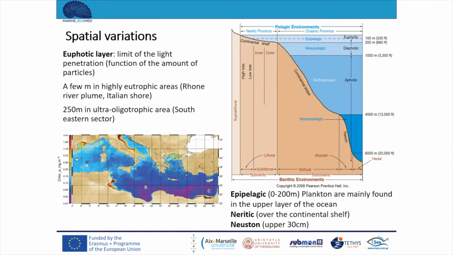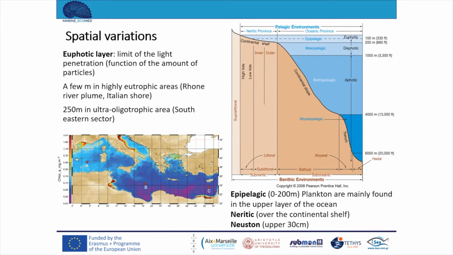The pelagic environment can be split in different layers. The euphotic layer, which is on the top of the ocean, is the layer where the light penetrates. So the depth of the euphotic layer will be a function of the amount of particles. That layer can be only a few centimeters, a few meters deep in highly eutrophic areas, such as the Rhône River plume, Italian shore, in red in that figure below, or can be as deep as 250 meters in ultra-oligotrophic areas, such as the southeastern sector of the Med Sea.